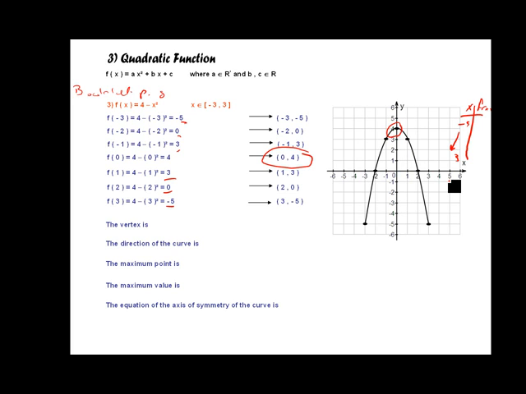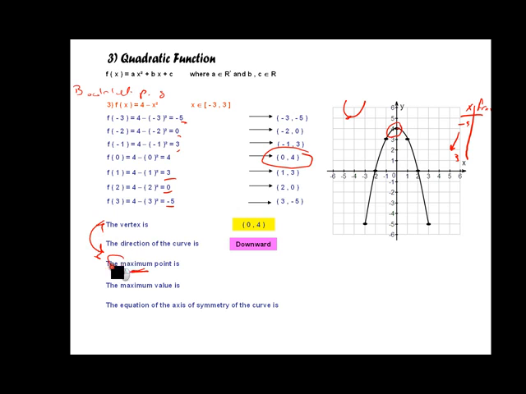The question asks about 5 things: the vertex, the direction, the maximum point, the maximum value, and the equation of the axis of symmetry. Okay, the vertex is the head, which is (0, 4). The direction of the curve is opened downward. We have here a maximum point. In the last question, we had a minimum point because we had an upward curve. But in this graph it's downward, so we have a maximum point.